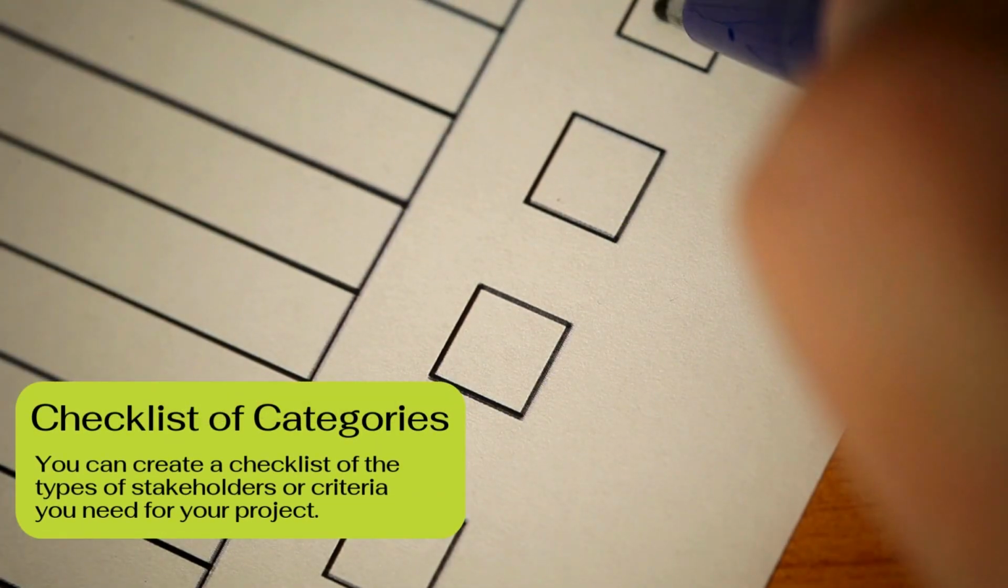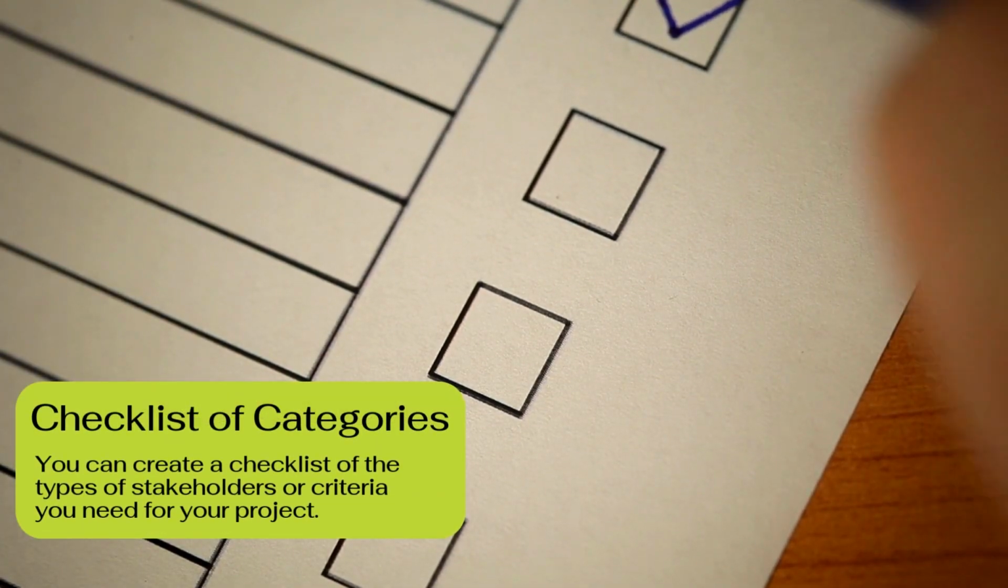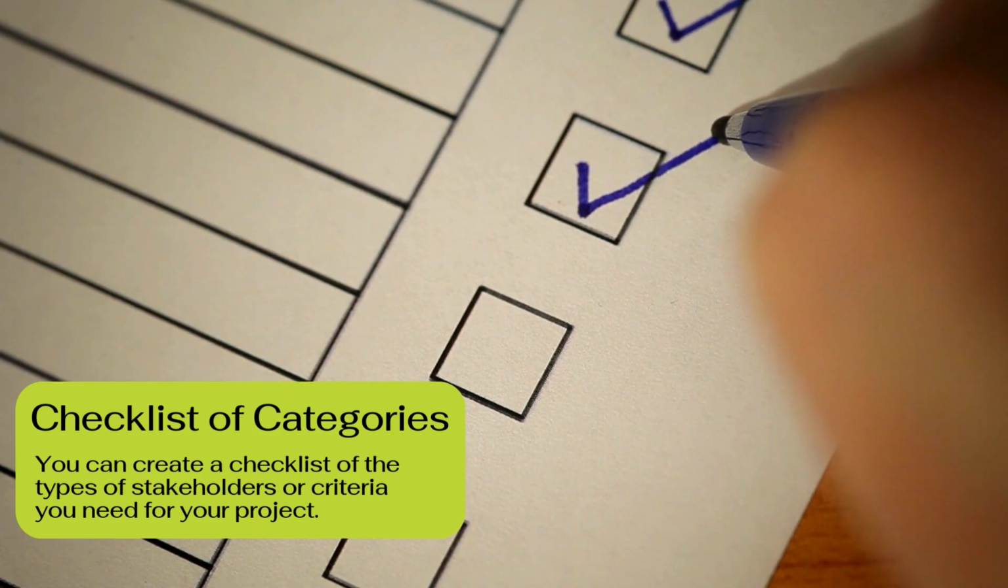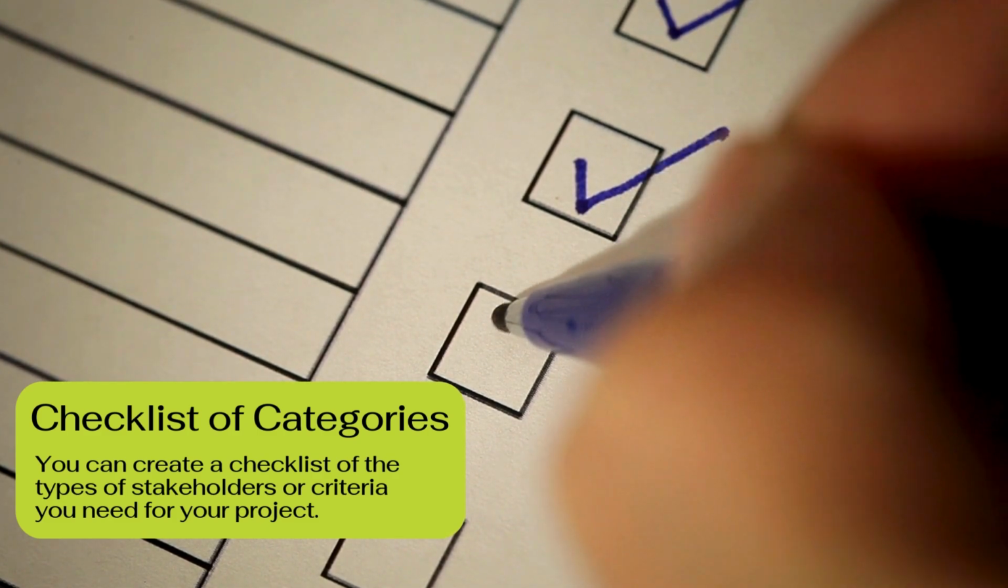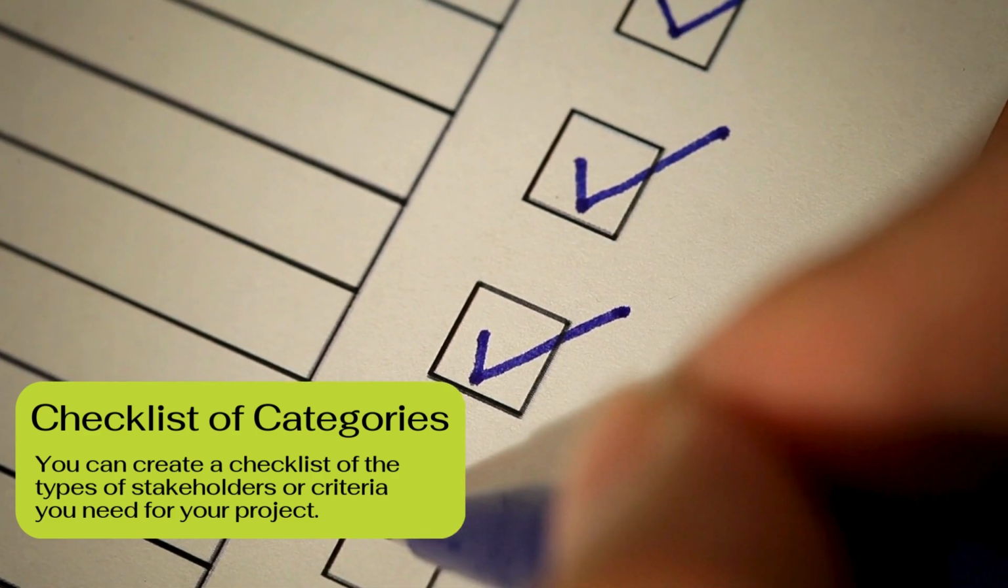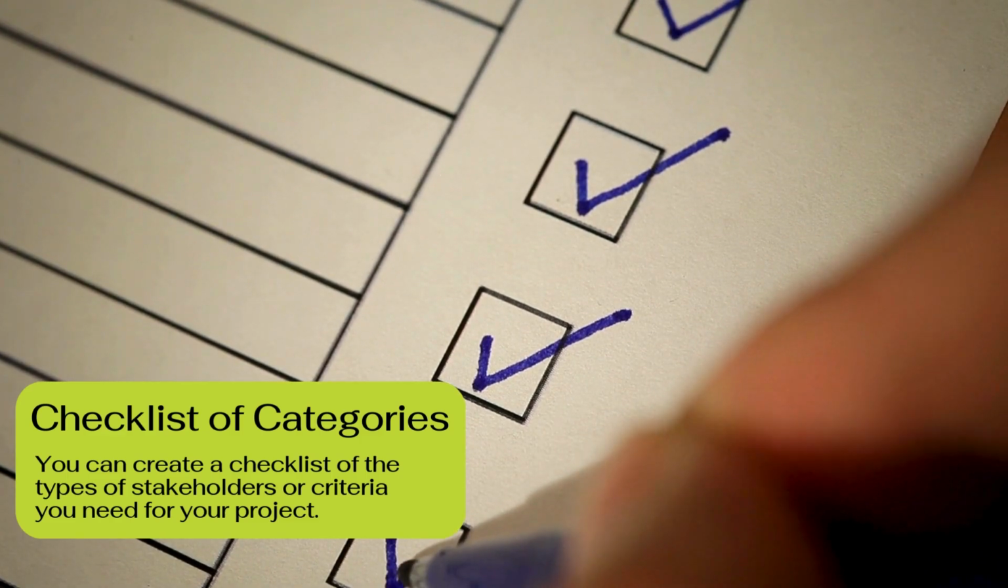You can create a checklist of the types of stakeholders or criteria you need for your project. For example, you may want representatives from industry, academia, and government to participate in your engagement activity, and so a checklist helps ensure that these stakeholder groups are included.